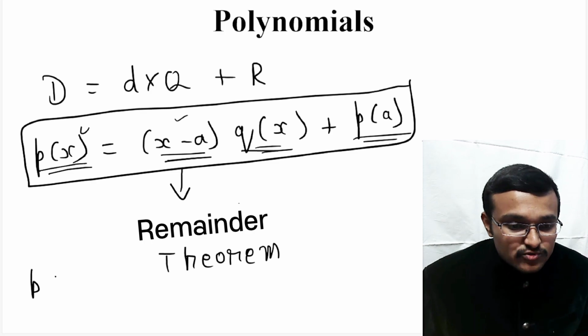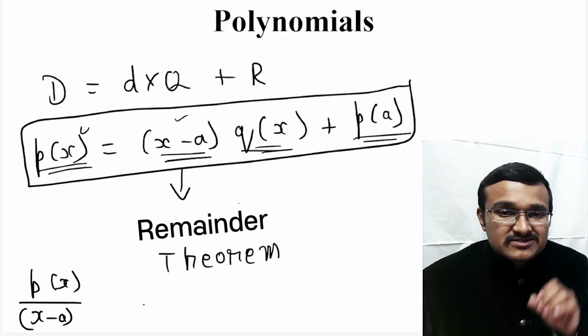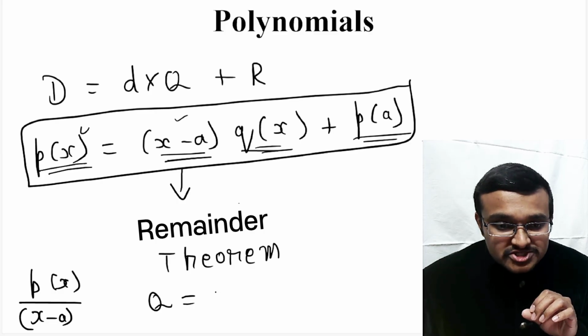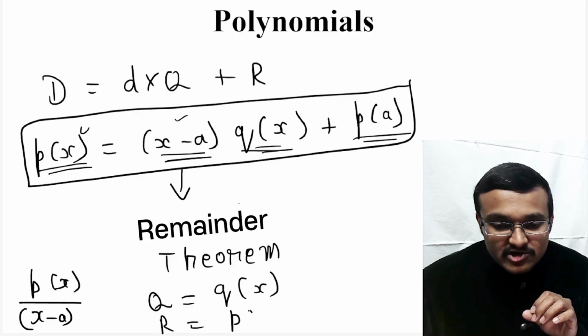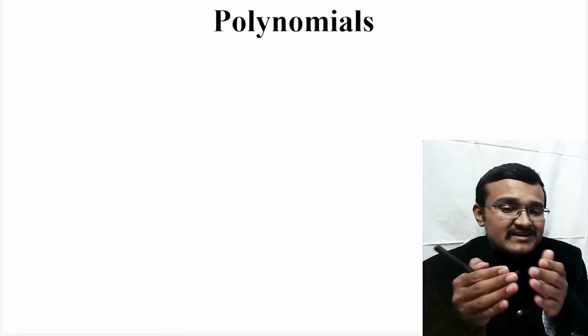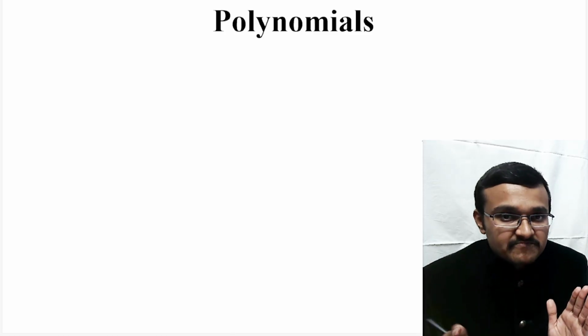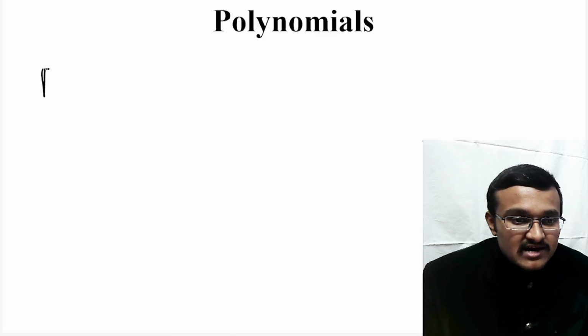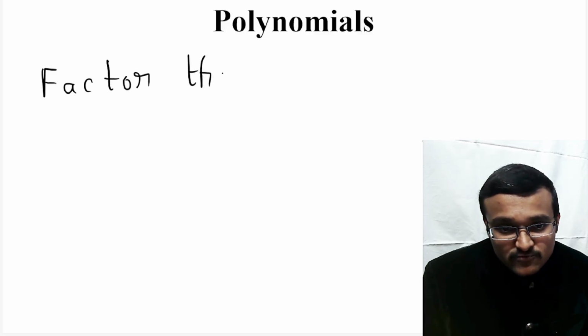That means here whenever you do p of x divided by x minus a, you will get quotient equal to q of x and remainder equal to p of a. After understanding this particular equation in remainder theorem, we will try to understand how factor theorem works. So now we will try to understand what do you mean by factor theorem.